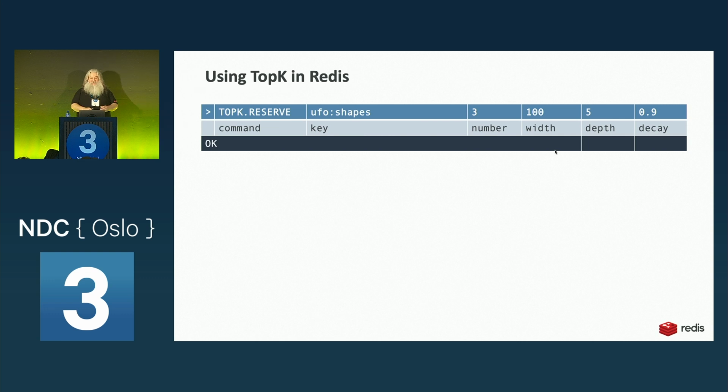To do it in Redis, you call topk.reserve, you give it a key name, you give it the number of things you want to keep track of. So this is like the top 3 UFO shapes. You give it a width of how wide you want those arrays to be, and you give it a depth, which is how many hashing functions you want to use, and you give it a decay value, which is the reciprocal of that 1.05 that I showed you in my example.